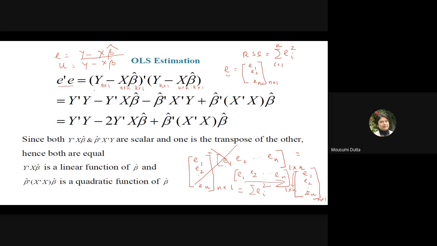Now, what is the order of y minus x beta hat transpose? 1 cross n. And what is the order of this one? This is n cross 1. So ultimately, when you take the product, what will be the order? 1 cross 1. On the right hand side, everything is matching. There is no confusion, no inconsistency.